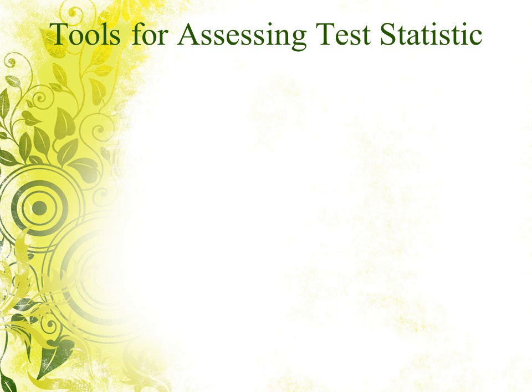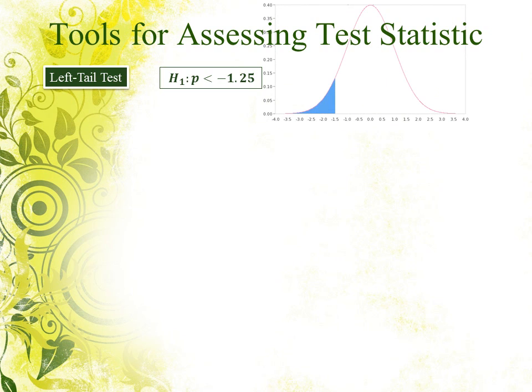The question we now have is, how do we know when we're dealing with two tails or just one tail? And the answer lies in our alternative hypothesis that we came up with earlier. So for a left tail test, we would have this if our alternative hypothesis had a less than symbol in it. In that case, we're dealing with a left-tailed test.